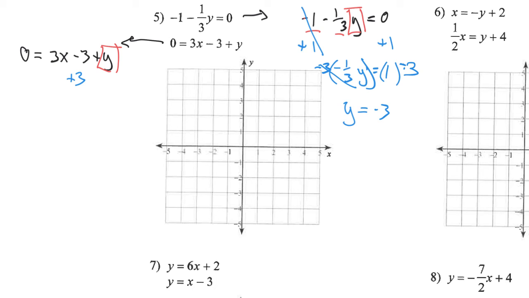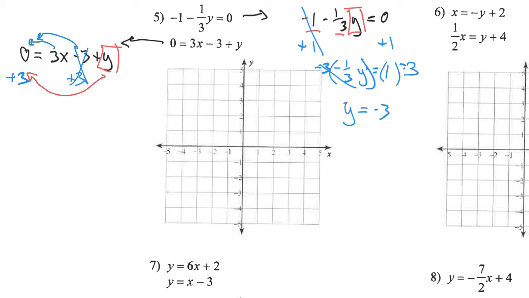I can move both the 3x and the negative 3 over there, or I can just move the y over there. It doesn't really matter which way you go. I mean, moving the y over, you're only moving one thing. So you might want to do that, or you can add the 3 and then subtract the 3x. It'll work out the same either way. So since I already started adding the 3, let's just continue that way.